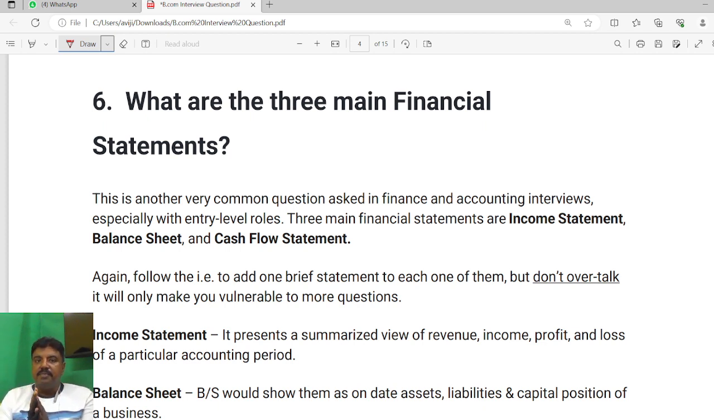So three financial statements are there: balance sheet, income statement, and cash flow statement.